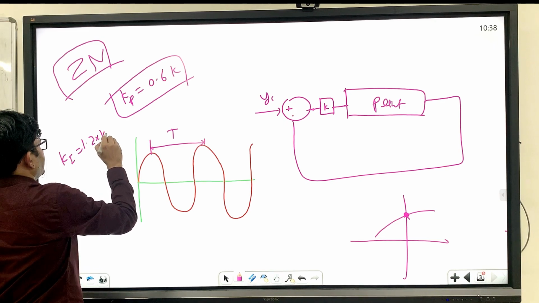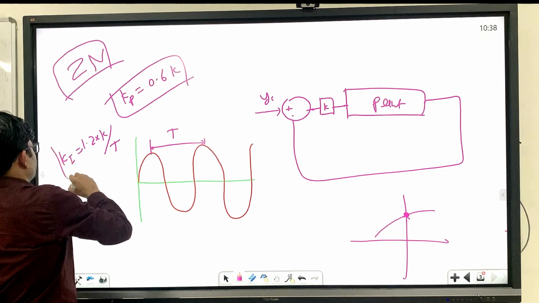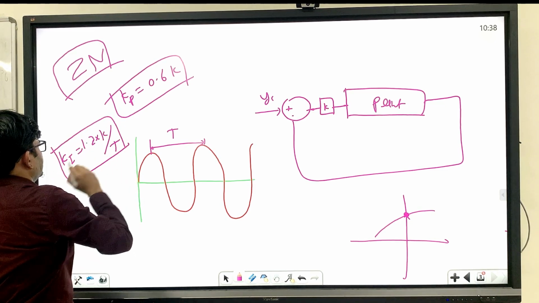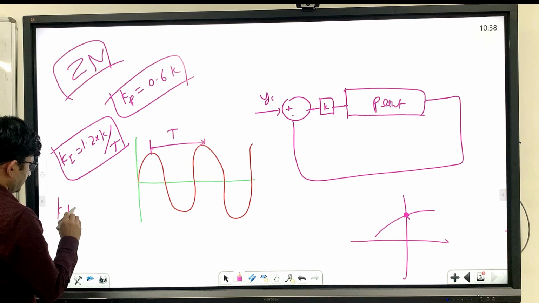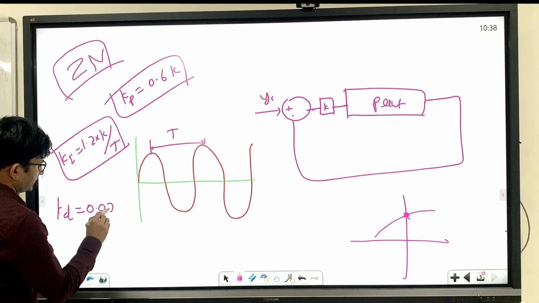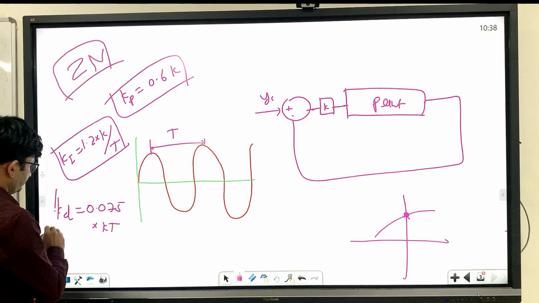The Ki gain can be selected 1.2 into K divided by T. So this is Ki, and Kd you can select 0.075 into K into T.